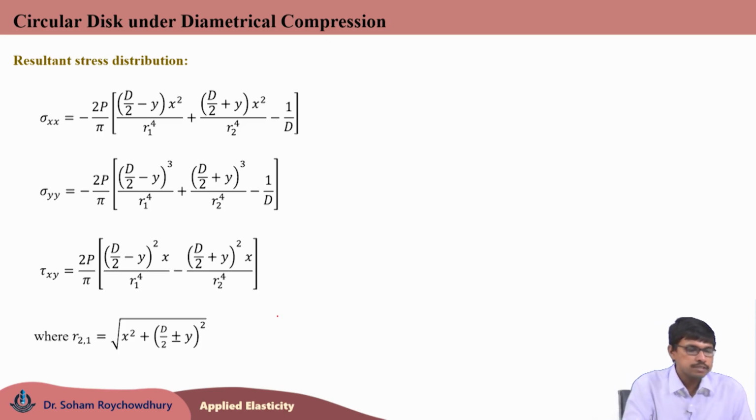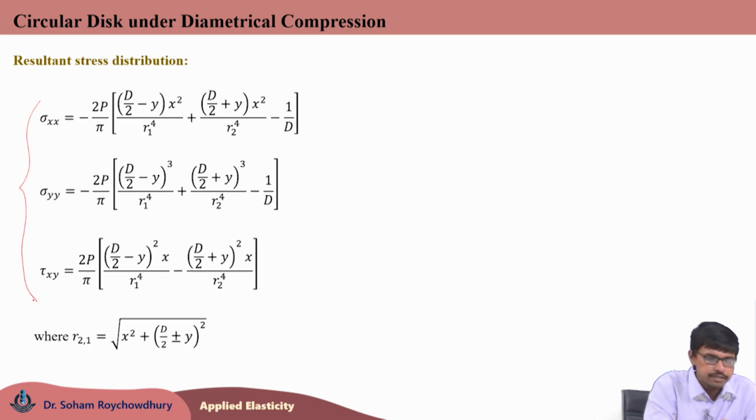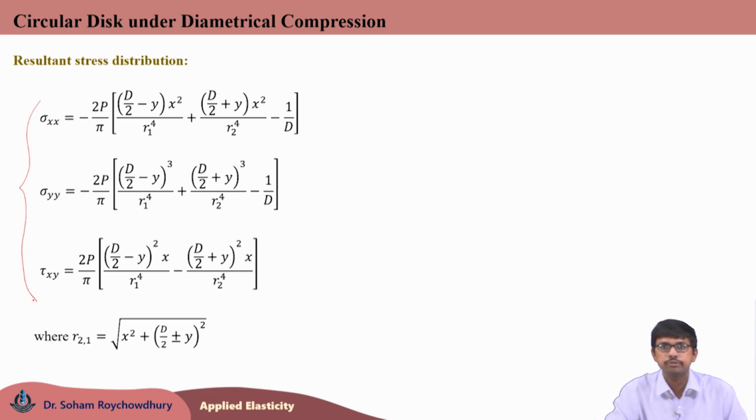If I superimpose this sigma xx, sigma yy and tau xy for the present problem, that is a disc subjected to diametrical compression, it would be obtained like this. This is the total stress intensity of the present problem which we have solved with the help of the principle of superposition, and R1 R2 is given by this formula.